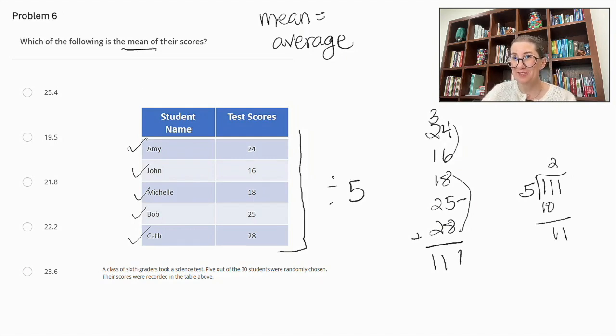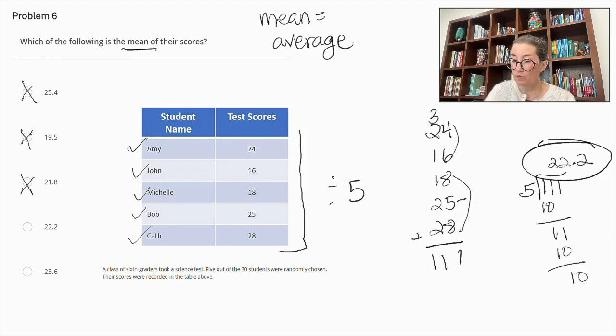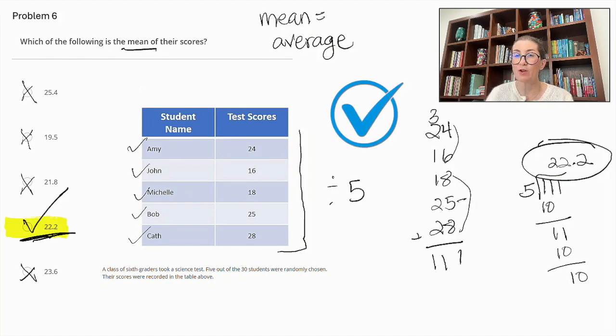5 goes into 11 2 times again. 5 goes into 10 2 times. So the average score is 22.2. Let's look. 25.4, 19.5, 21.8, 23.6, and we've got our answer there, 22.2. The math has it.